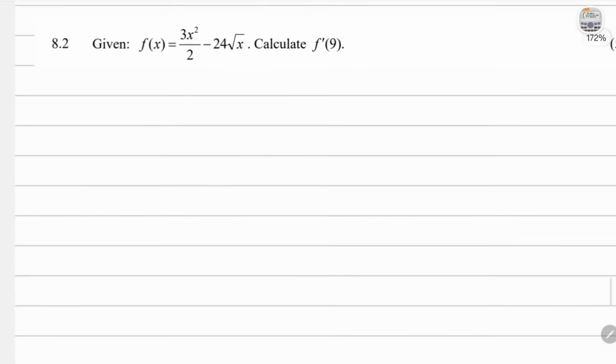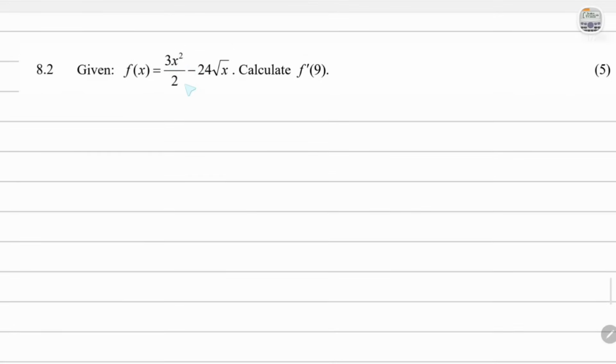Question 8.2 says, given f of x is equal to 3x squared over 2 minus 24 square root x, we need to calculate f prime of 9.